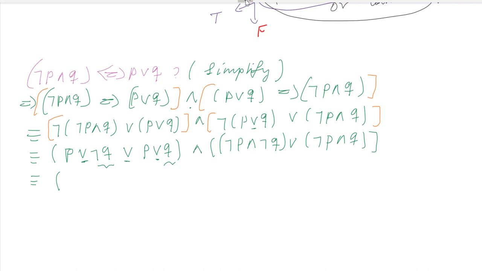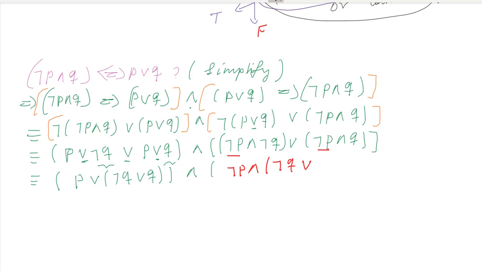P or P is the same as P. Negation of P, Q, or negation of Q or Q. So here, you can see one negation of P is here, another negation of P is here. By the reverse law of distributivity, this will be the negation of Q or Q.